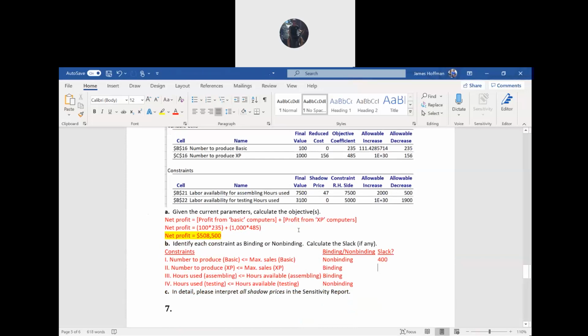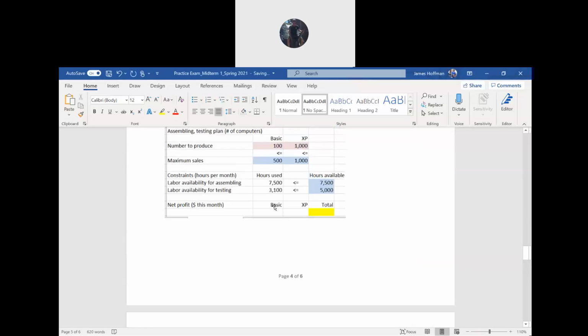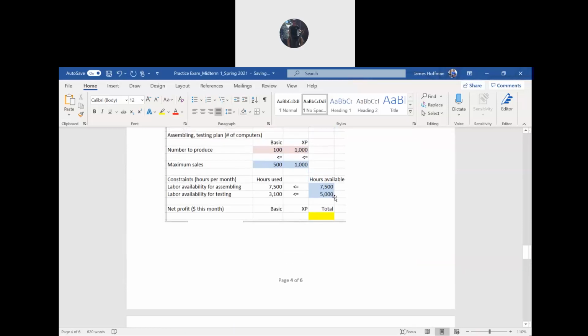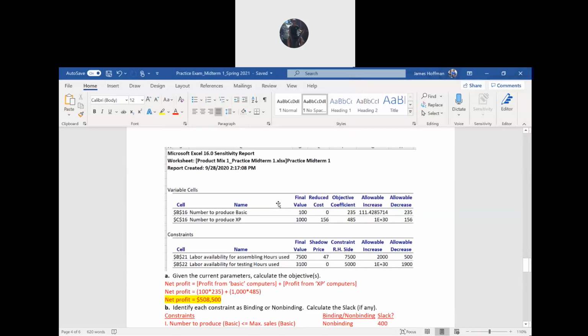Okay, any binding situation, there's going to be no slack because you used all of what was given. So for binding, you should know that the slack is always 0. But the last one, we had a non-binding situation where we had 5,000. We only used 3,100, so the difference, 5,000 minus 3,100, is 1,900.